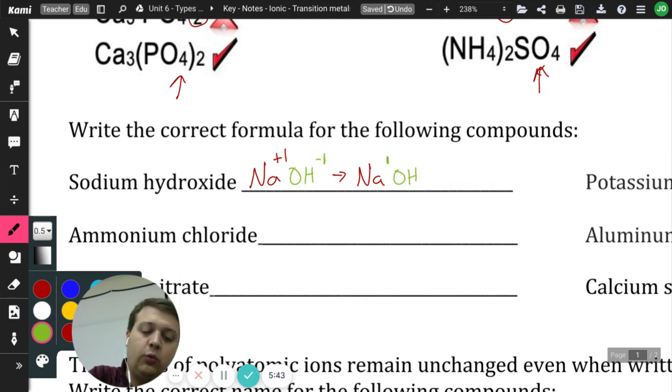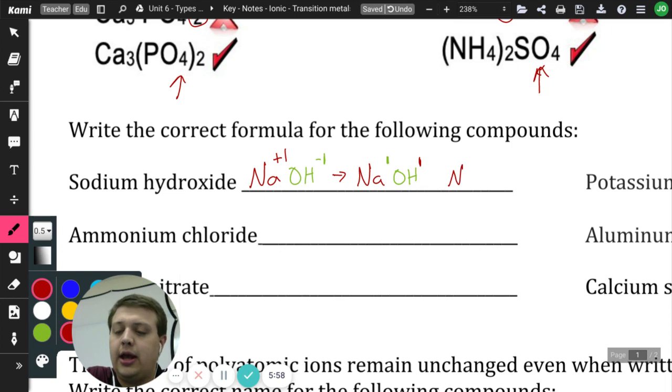OH, and then the 1 from the sodium should come over here, 1. And remember, you never bring your positive or negative, it's just the number. Okay? Now, I've got NaOH. I've swapped them. Now I need to drop them.